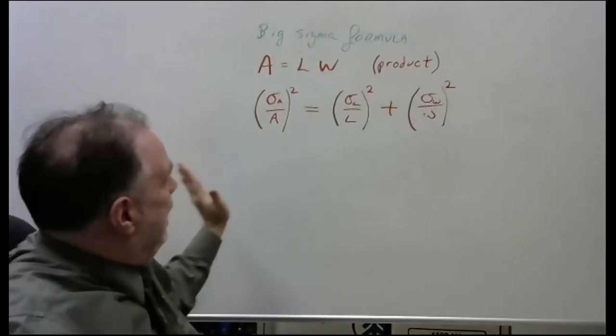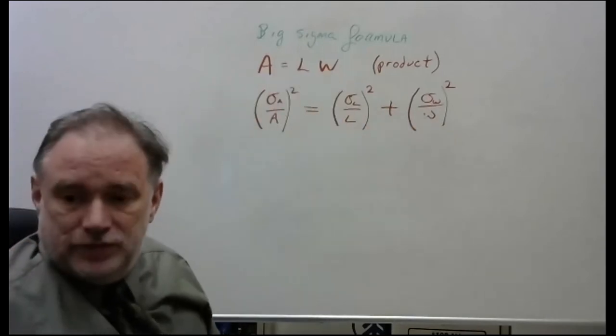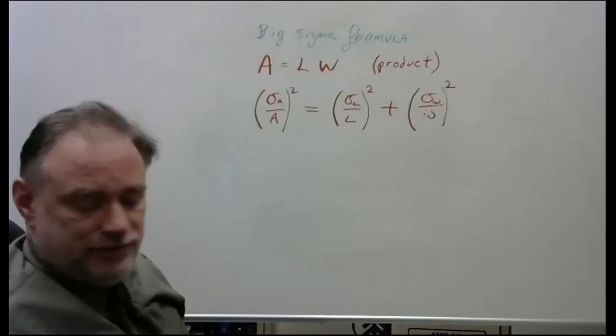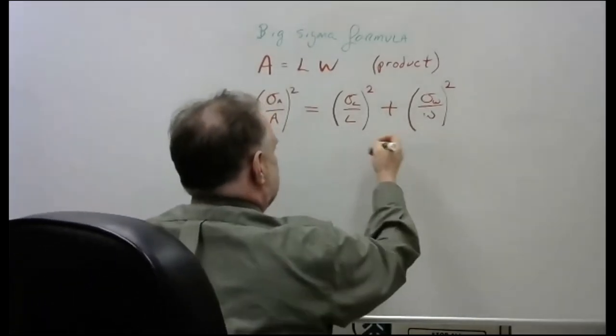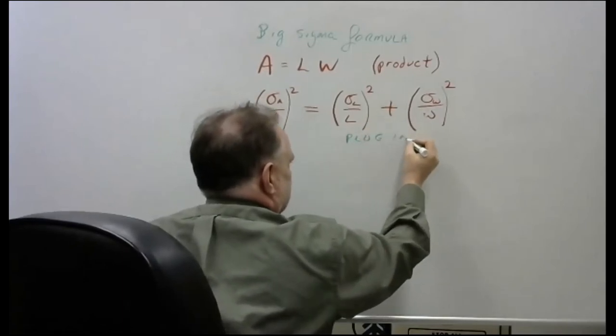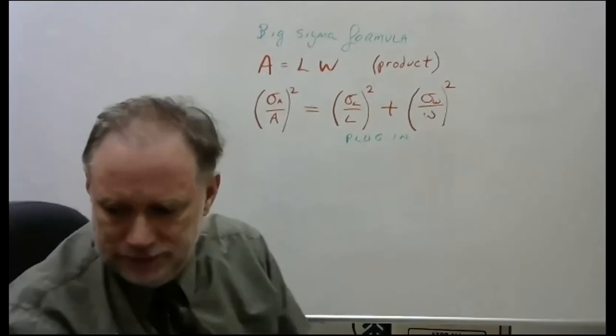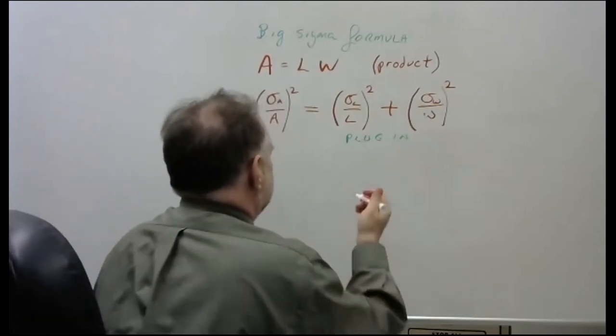Now, we know every number in here except for sigma A, so we can solve for it. This is the easiest way to do it. The first thing you're going to do is plug in the known values on the right-hand side. So we're going to plug all these values in, and then we solve the right-hand side.